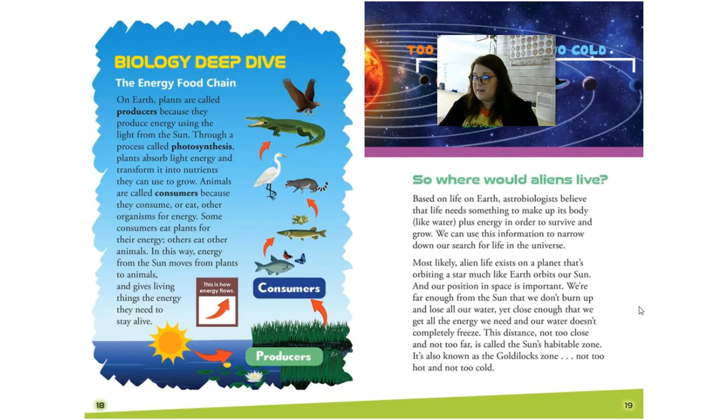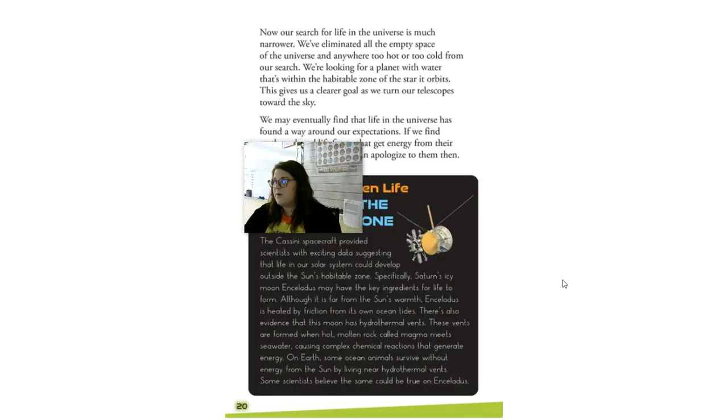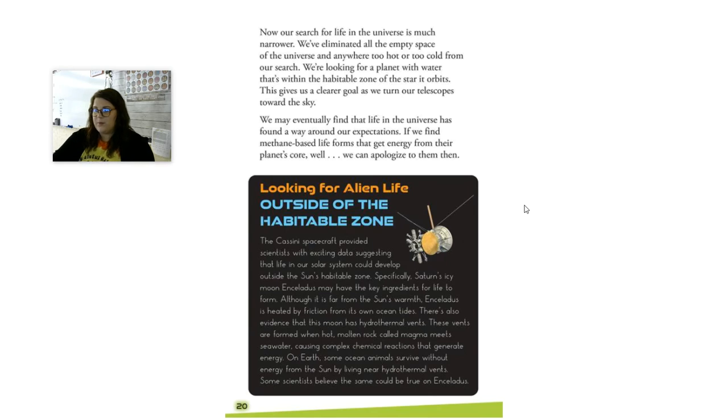This distance, not too close and not too far, is called the sun's habitable zone. It's also known as the Goldilocks zone. Not too hot, not too cold. So one more page before we look for the main idea of this section.